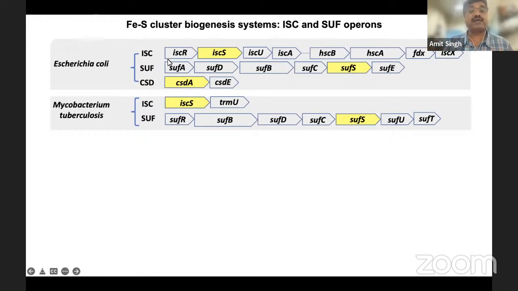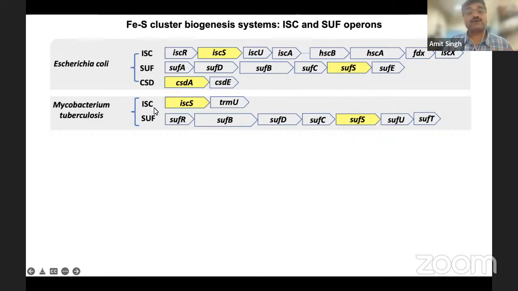For example, in E. coli, you will find a multigenic operon, which produces a lot of the proteins involved in iron sulfur cluster biogenesis, like ISC is one system, SUF is another system, and CSD. If you compare E. coli and Mycobacterium tuberculosis, MTB has actually reduced its iron sulfur cluster biogenesis repertoire, and it only has one iron sulfur cluster biogenesis system, the SUF system, which is one full iron sulfur cluster biogenesis system, although it also has a variation. This protein SUFU is actually a close homolog of ISCU. So there is some atypical mix and match kind of arrangement in the case of MTB.